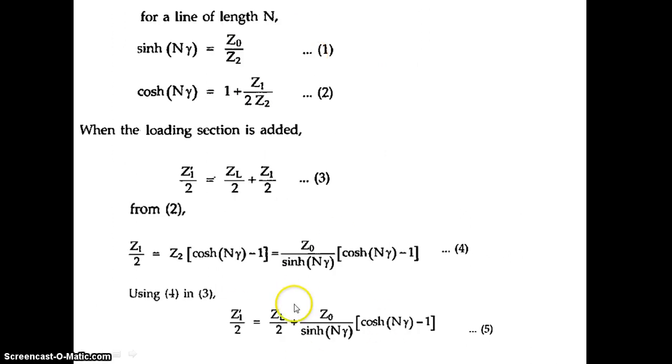Now considering the propagation constant after loading, cosh n gamma dash. Here gamma dash is the propagation constant after loading, which is given by 1 plus Z1 dash, instead of Z1, I am replacing it with Z1 dash, by 2 Z2, which is given by 1 plus Z1 dash by 2, dividing numerator and denominator by 2, Z1 dash by 2 by Z2. Already we have derived expressions for Z1 dash by 2, so here we have equation number 5. Substitute equation number 5 in this. So Z1 dash by 2 divided by Z2 with Z0 by sinh n gamma.